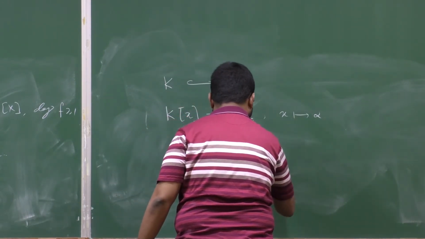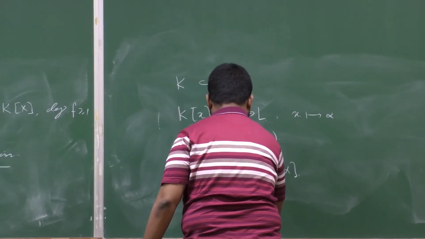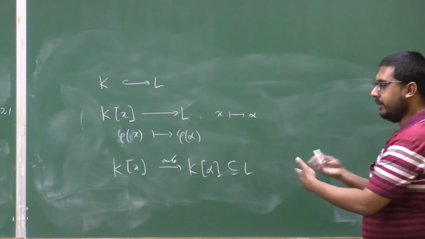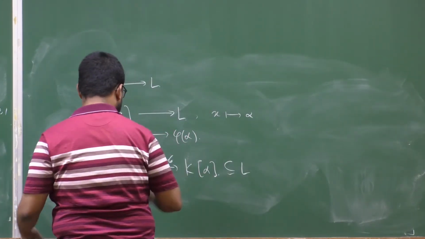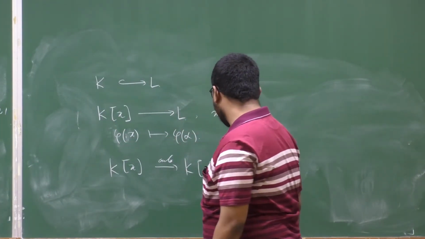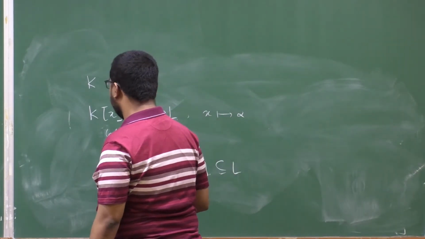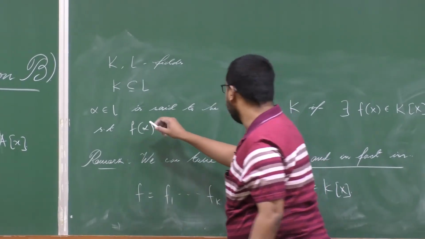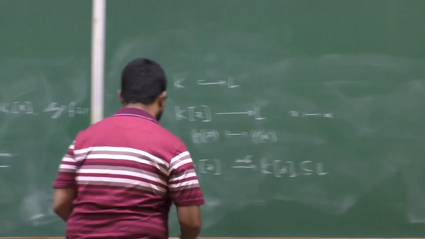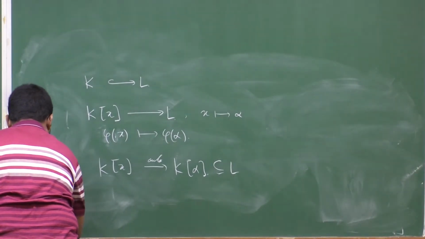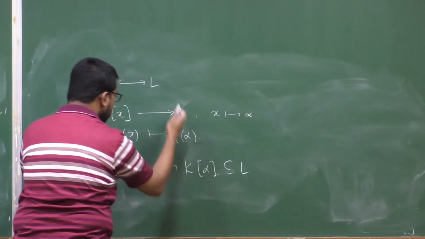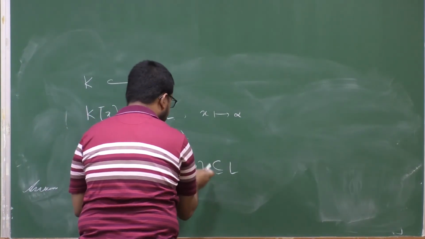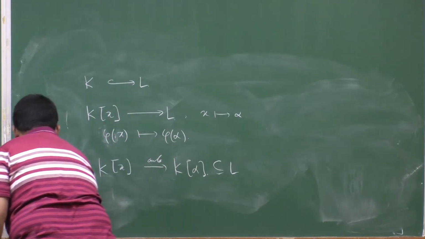The image is simply K[alpha], which is onto K[alpha], and it is inside L, because from the definition it is clear. Now, assume that alpha is algebraic over K. I mean, this holds for any alpha; for that you don't need anything to be algebraic.